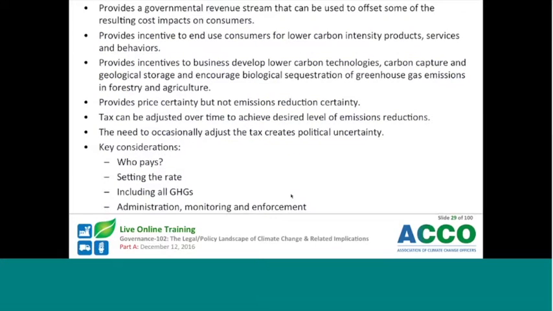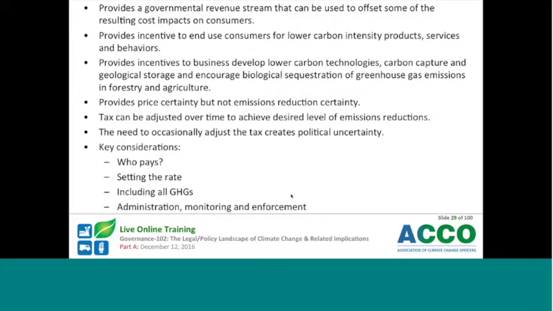So let's look at the key attributes of these different systems. A carbon tax puts a price on carbon, sending a price signal to consumers through products and services. It provides a governmental revenue stream that can be used to offset some of the resulting cost impacts on consumers. And it provides an incentive to end-use consumers to acquire lower carbon intensity products, services, and behaviors.